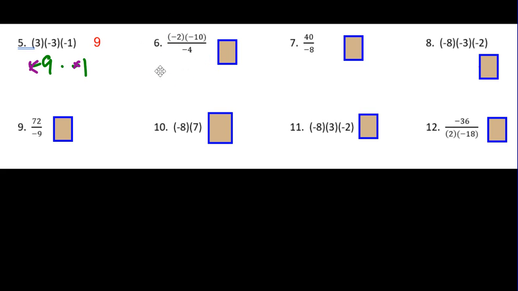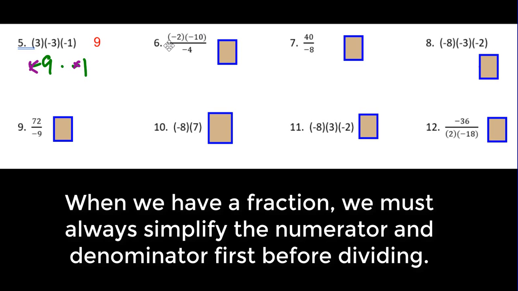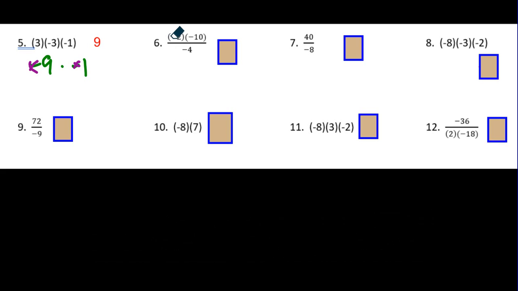Here we have a problem in fraction form, but we have an expression in the numerator. Remember that when we have a fraction, we're always going to simplify the numerator and denominator before doing the division. So here we have negative 2 times negative 10, which means we can cancel these negatives out. We get 20 divided by negative 4. 20 divided by negative 4 is going to give us a negative number because we only have one negative now. And so it's 20 divided by 4, which is 5, so our answer is going to be negative 5.